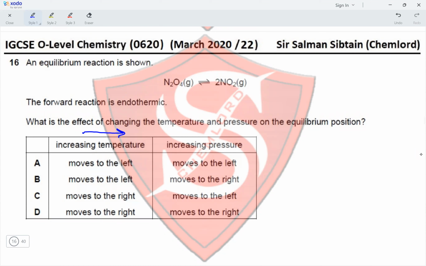And increasing the pressure: if increased, the pressure favors the side with the lesser number of moles. N2O4 has 1 mole present and NO2 has 2 moles present. So since there are fewer moles on the reactant side, the equilibrium will shift towards the left. So this is what should happen. So moves to the left, incorrect; moves to the left, incorrect; moves to the right, correct; moves to the right, correct. And in the next column, moves to the left is correct, moves to the right is incorrect, moves to the left is correct, and moves to the right is incorrect. Therefore, since both the effects in option C are correct, option C is the correct option for this question.